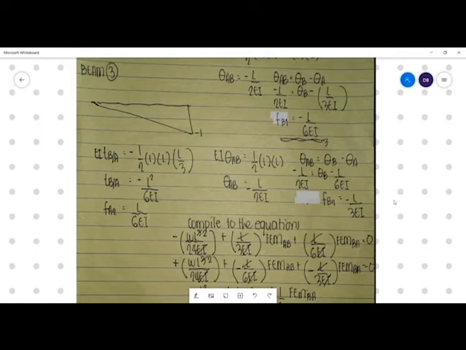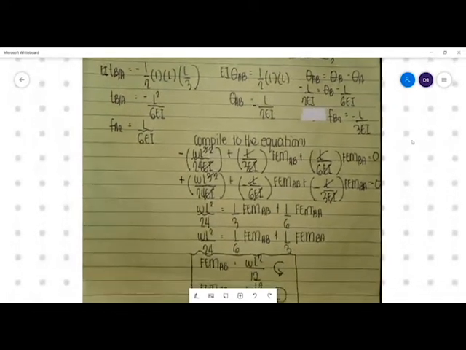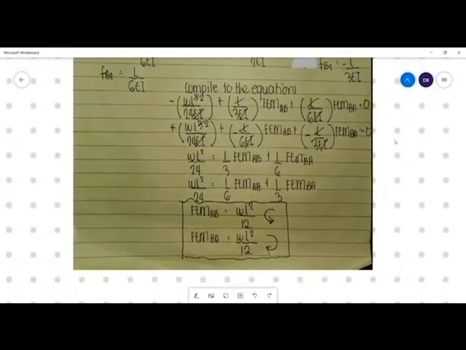So our values for deflections are now complete. So we compile it. We compile all our equations.